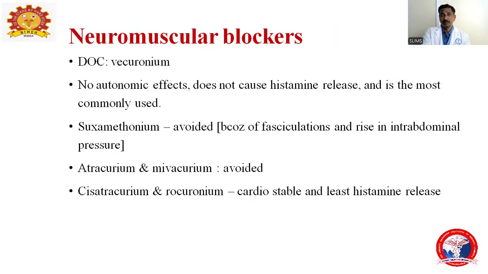Regarding use of neuromuscular blockers, drug of choice is vecuronium, which is a non-depolarizing muscle relaxant. It doesn't produce autonomic effect and does not cause histamine release, so there is no fear of intraoperative hypotension, and it is the most commonly used drug. Succinylcholine is better avoided, secondly due to fasciculation and rise in intra-abdominal pressure. Atracurium and mivacurium are avoided.